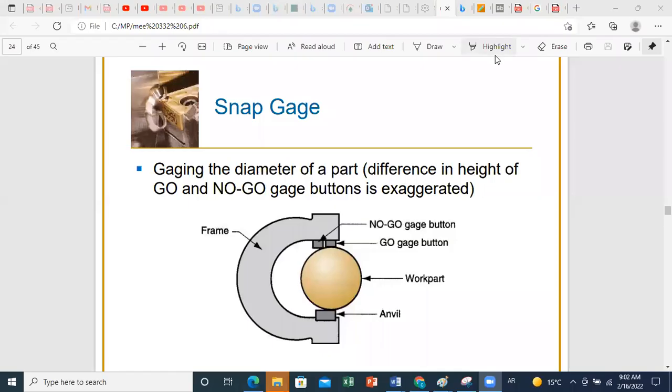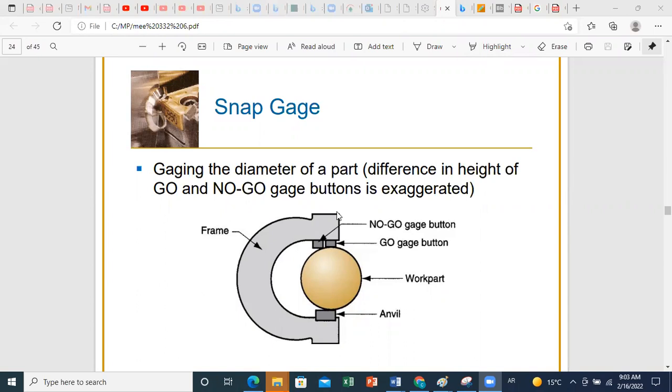We'll continue today with chapter 6 and try to do some problems on measurements together. First, we introduced last time go and no-go gauges. This is an example of a snap gauge, which is used to measure diameters of parts.